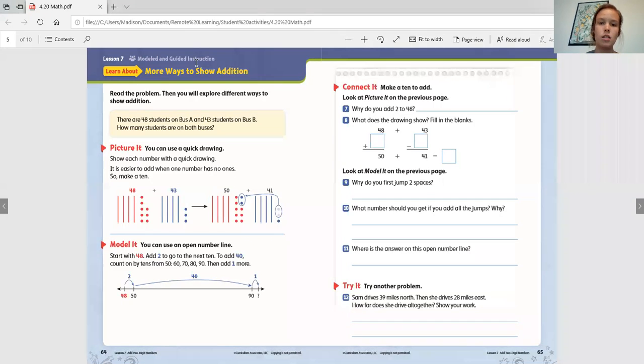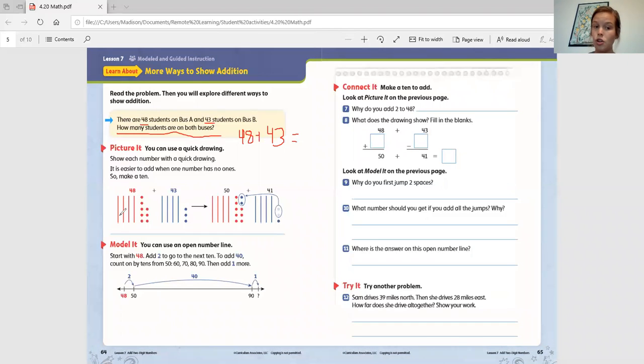So let's get started with our problem. Let's read it together. There are 48 students on bus A and 43 students on bus B. How many students are on both buses? So it's wanting us to add 48 plus 43. And right here it has us doing a quick drawing to draw it.